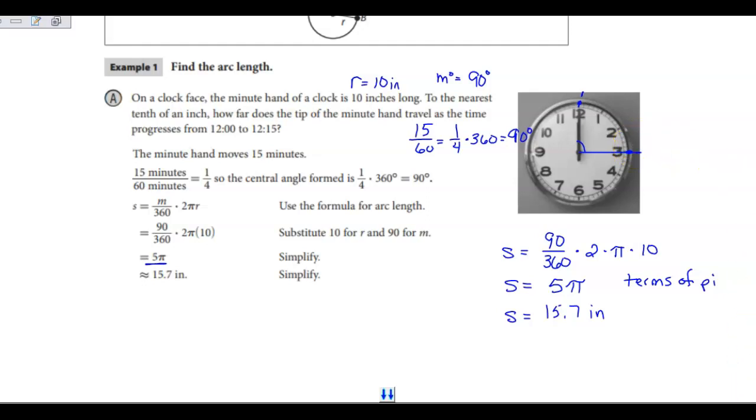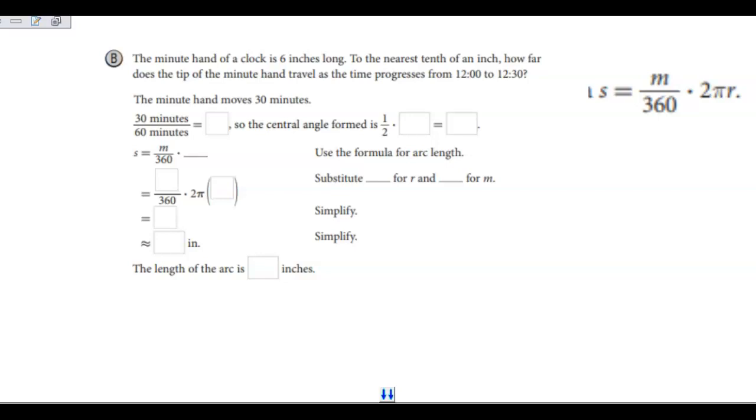Okay, let's try another one. It says the minute hand of a clock is 6 inches long. To the nearest tenth of an inch, find how far the tip of the minute hand travels as the time progresses from 12 to 12:30. So there's a couple things we can pick from this. We see that the minute hand is 6 inches, and we know that's going to be our radius. And then we need to find our central measure.